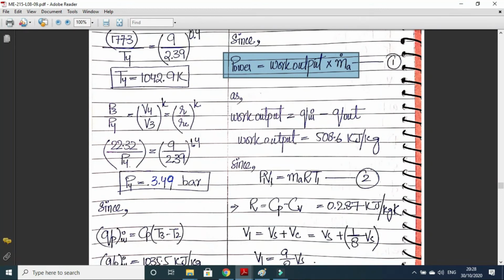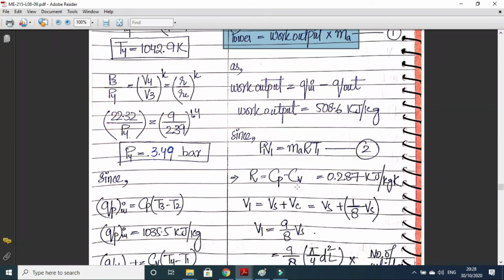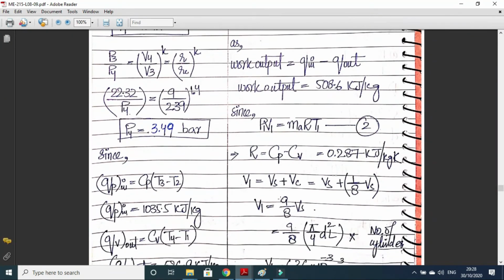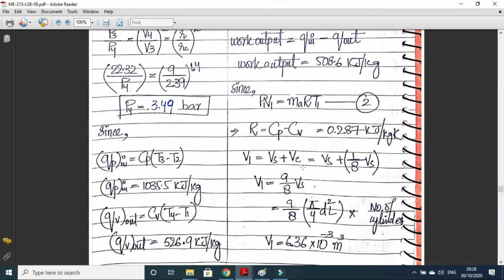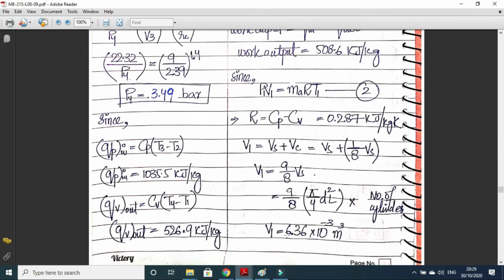Mass we can calculate simply: P1 V1 is equal to m R T1, where m is the total mass. R is Cp minus Cv, 0.287. V1 is Vs plus Vc. We know that Vc is 1 upon 8 of Vs, so V1 will be 9 upon 8 Vs. Vs is pi by 4 d square into L, so we can calculate V1 with this formula. V1 is coming out to be 6.36 times 10 to the power minus 3 meter cube. We have multiplied with the number of cylinders as well to get the total volume. This is the important step.